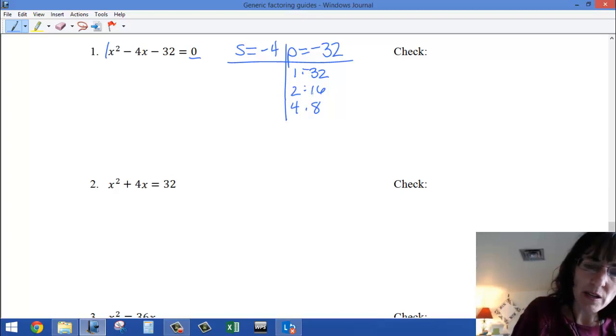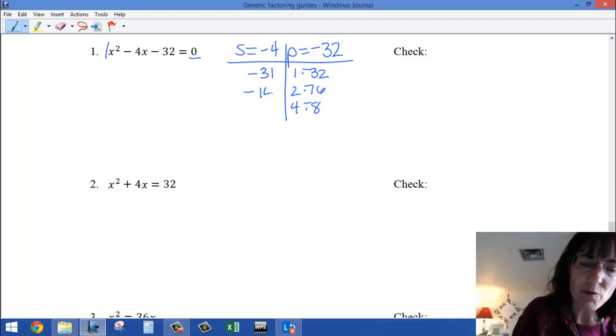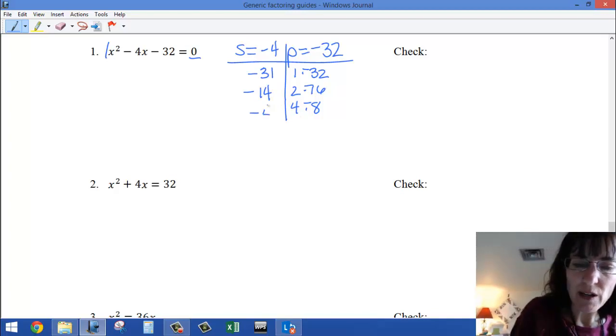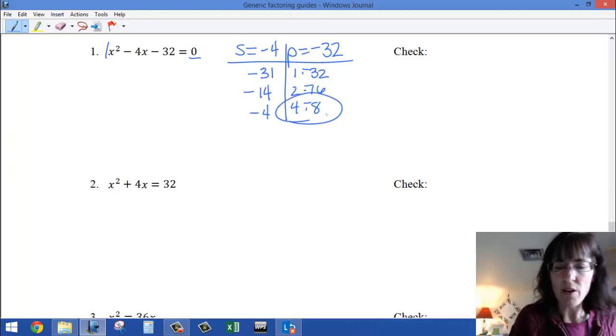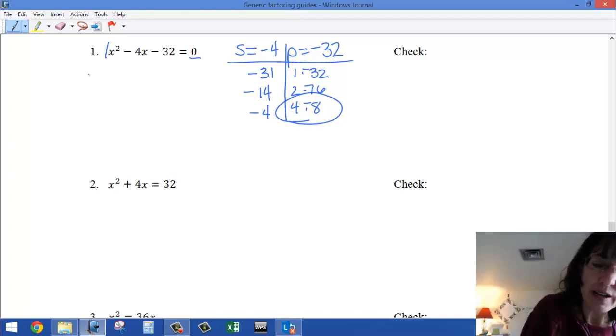So we'll try that. So 1 plus negative 32, that gives me negative 31. I'm getting a negative for my sum, that's good. 2 plus negative 16, that gives me negative 14. 4 plus negative 8, that gives me a negative 4. So there's my pair right there. 4 and negative 8, sorry.